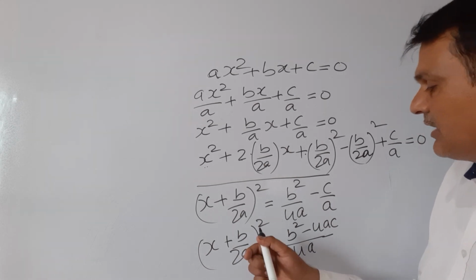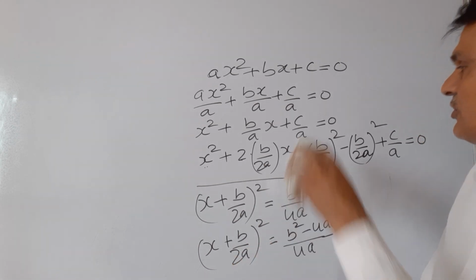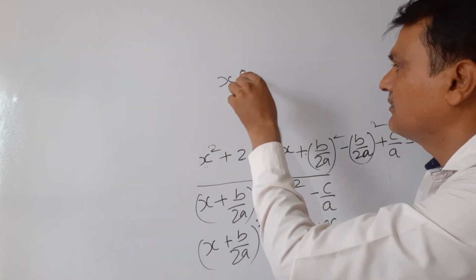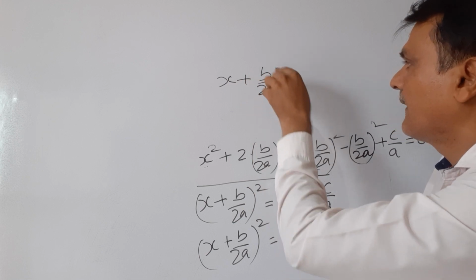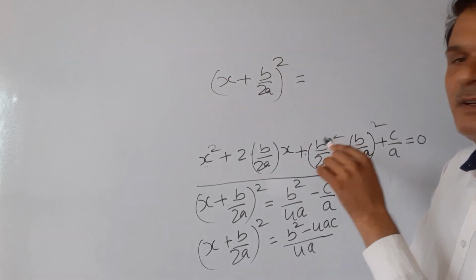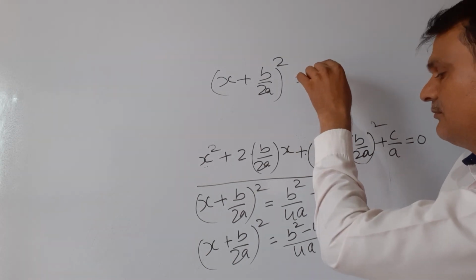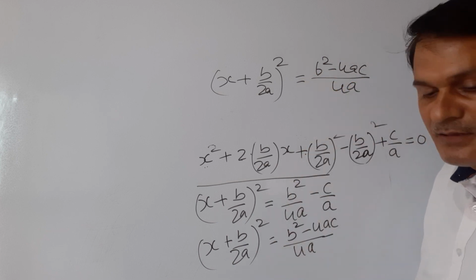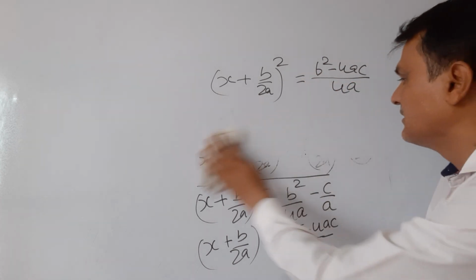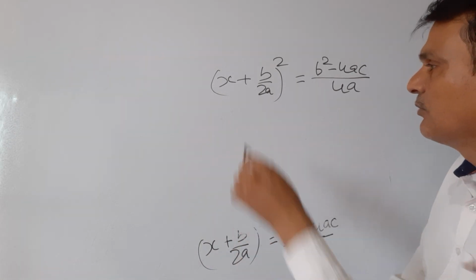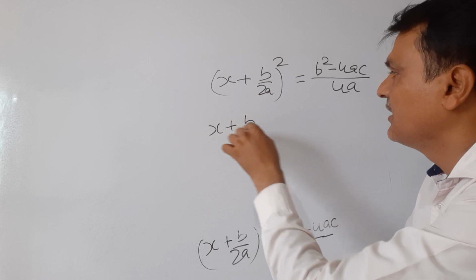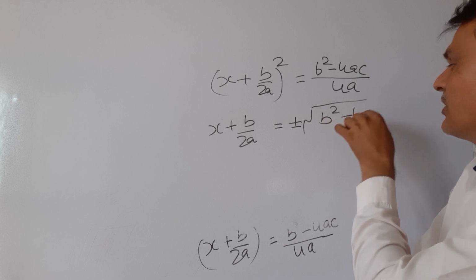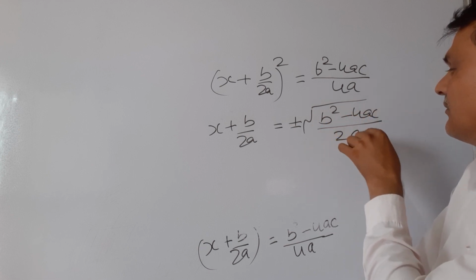Now this we can write as a square root to get the solution, and we write x plus b upon 2a whole square equal to b square minus 4ac upon 4a square. Now we take the square root of both sides, and we write x plus b upon 2a equal to plus minus square root of b square minus 4ac upon 2a.